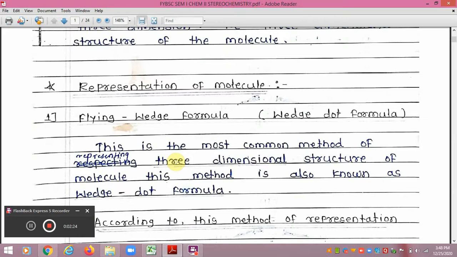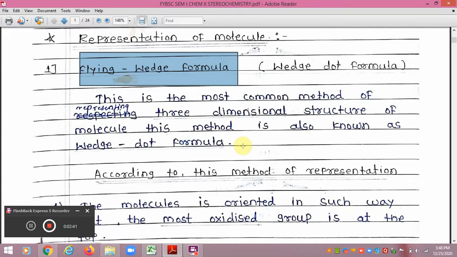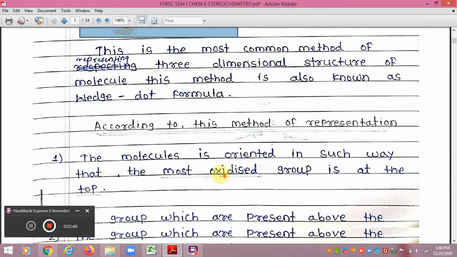So dear friends, in the study of stereochemistry, there are different ways to represent the molecule. By this representation, definitely we will get information about the three-dimensional structure of the molecule. The first method is called the flying wedge formula, which is also called the wedge dot formula. This is the most common method generally used for representing the three-dimensional structure of the molecule.